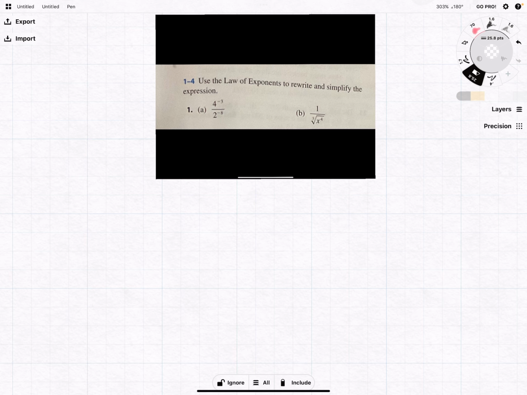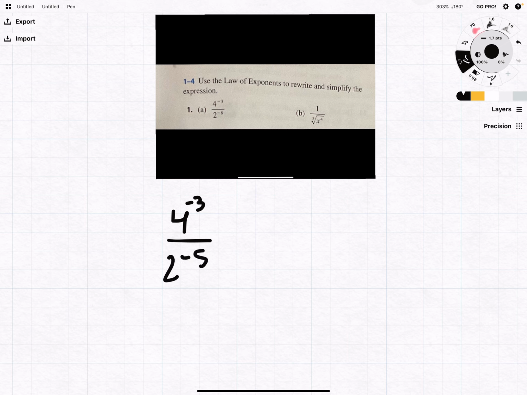This is Stewart Calculus 8th edition, section 1.4, problem 1a and b. So for problems 1 through 4, it says, use the law of exponents to rewrite and simplify the expression. And so with a, we are given 4 to the negative third over 2 to the negative 8.